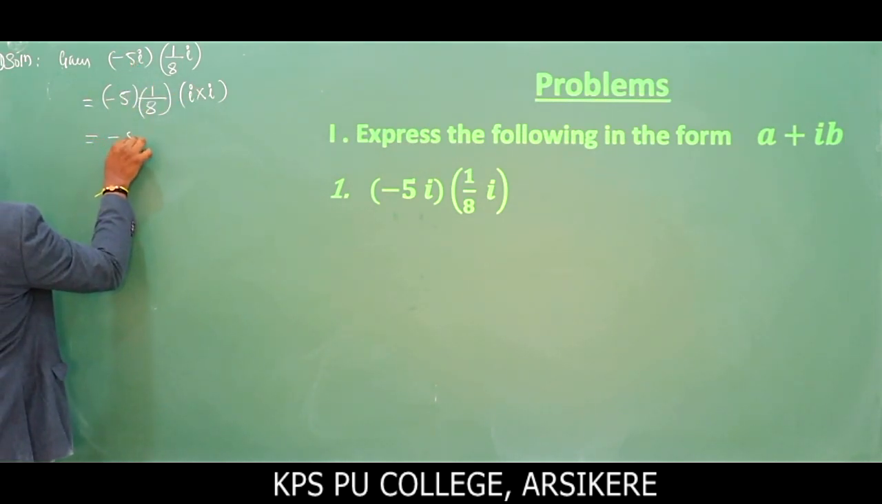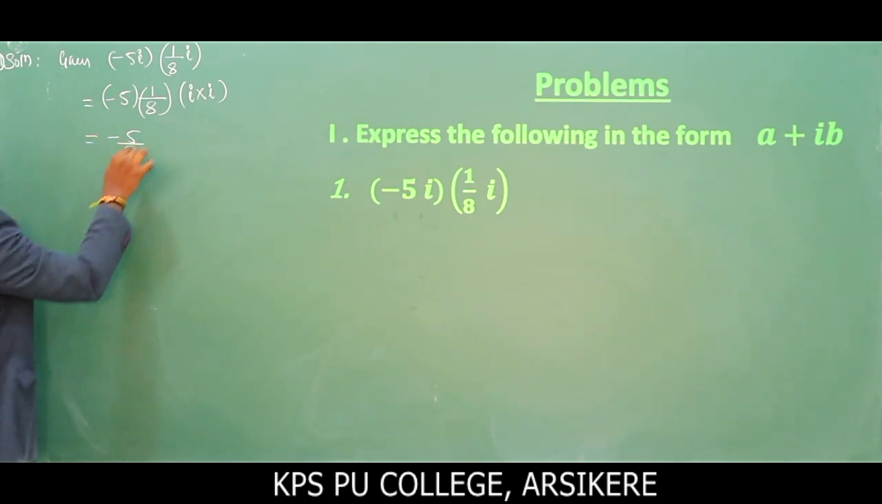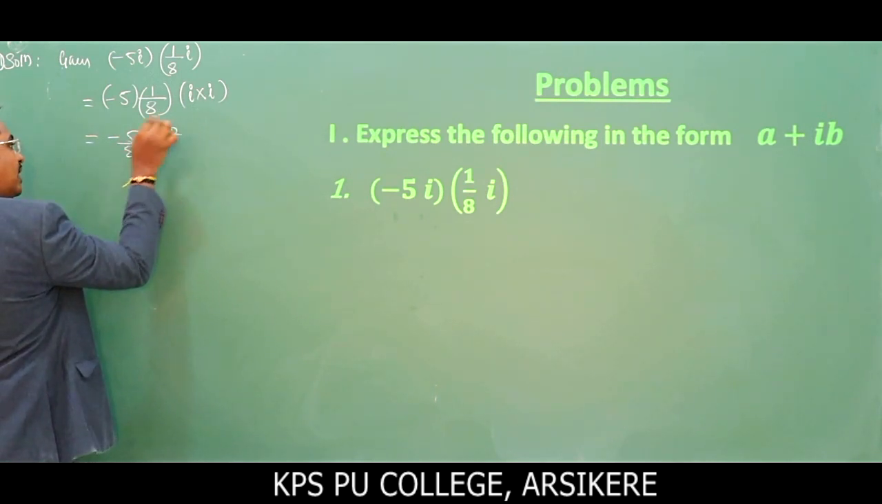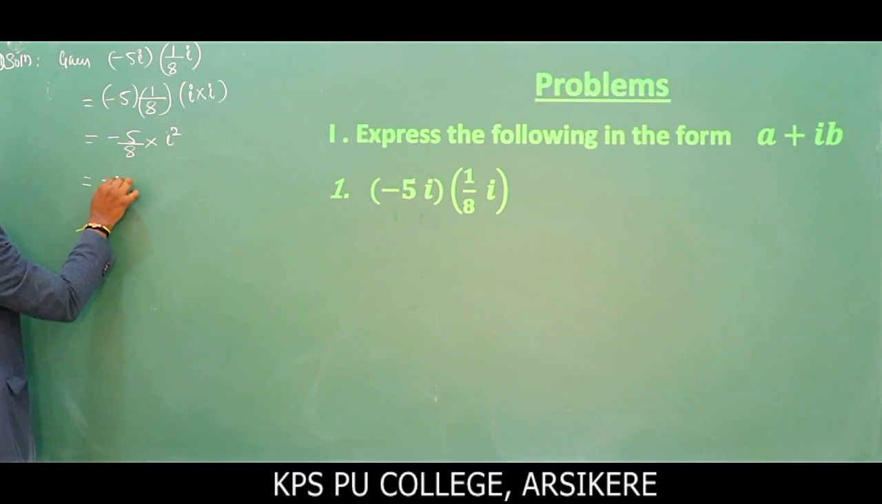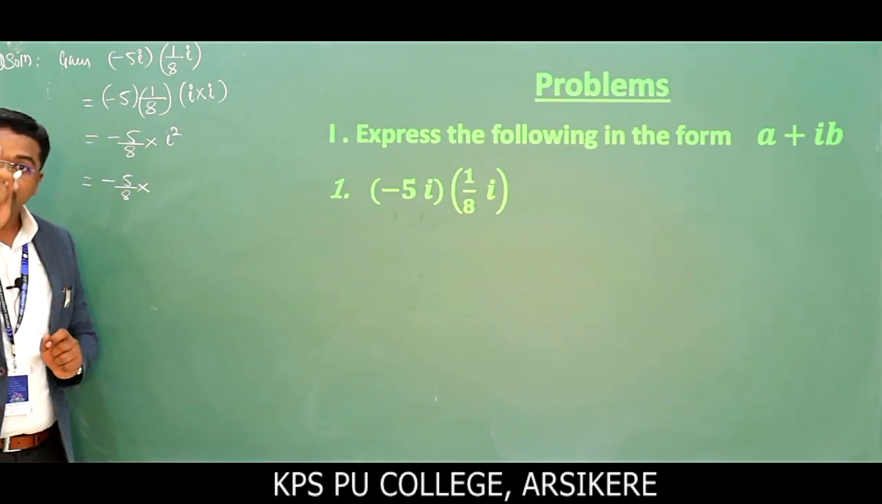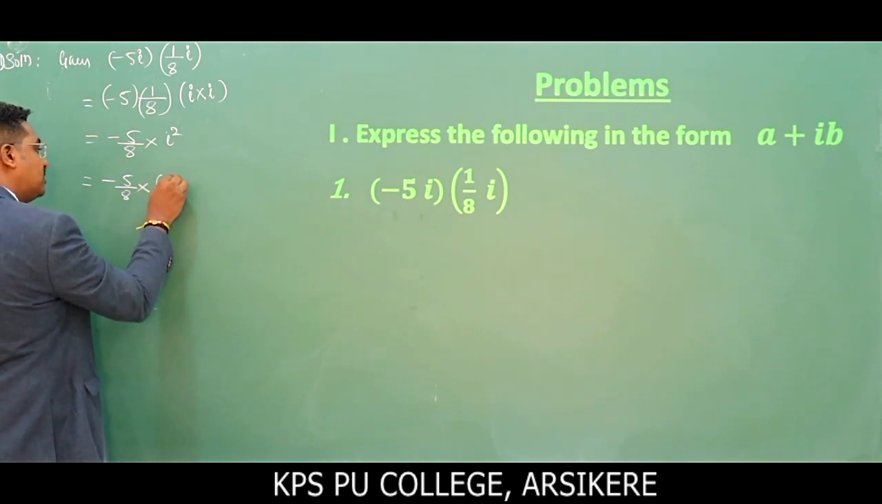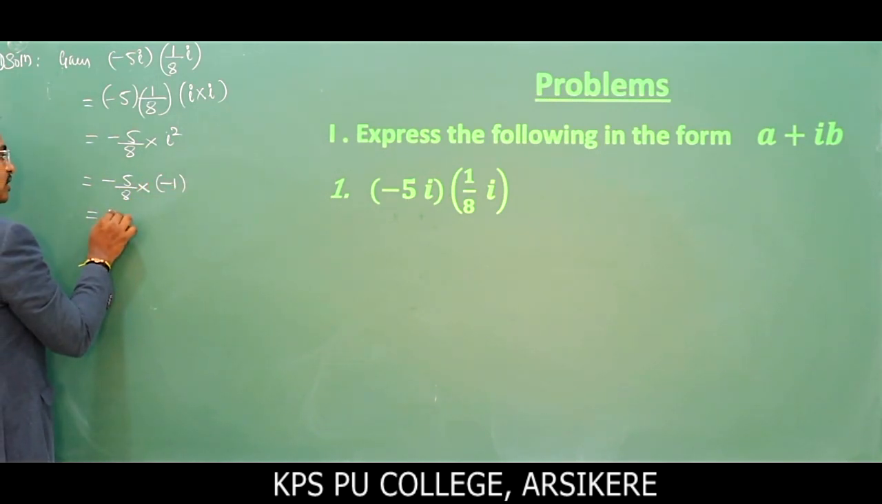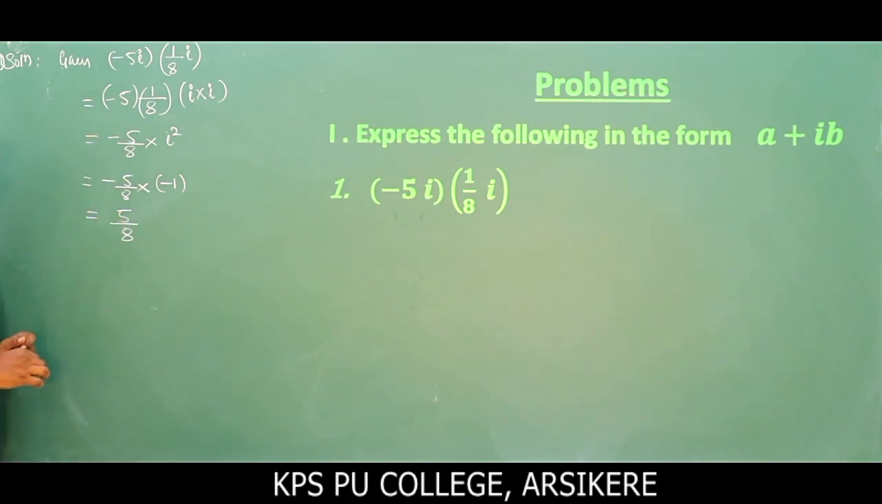So minus 5 divided by 8 into i square. Okay, minus 5 divided by 8 into what is the i square value? Very good, that is minus 1. So we are left with minus 1 here. This becomes minus into minus becomes plus, so 5 divided by 8.